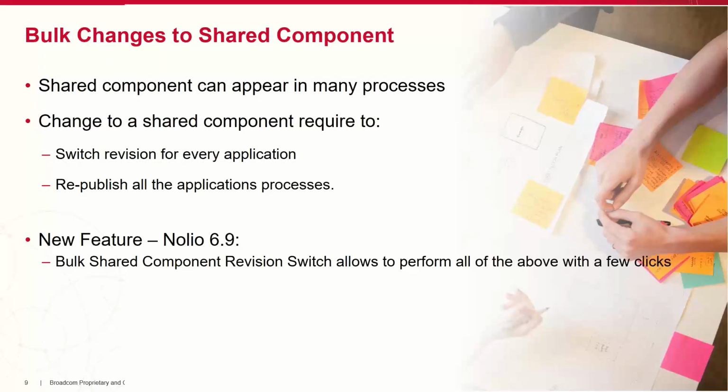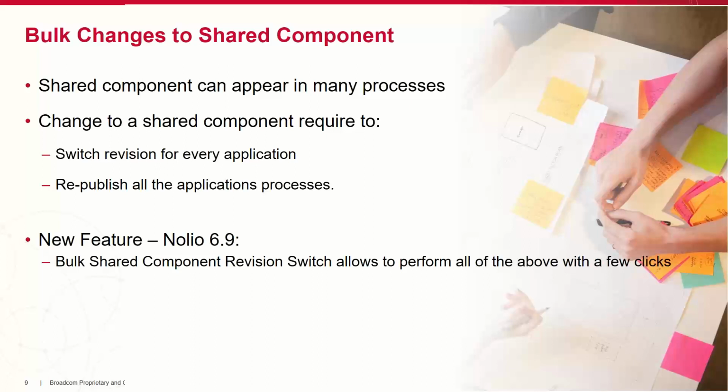One of the things that we encountered, and if you know Nolio, is that once I have many shared components used across many applications, and in every application it's used across many processes, once I apply a change in the shared component, it's very similar to a change in Git. You can branch a change, you can commit it, and then you can set which version of the component you want to use in your application.